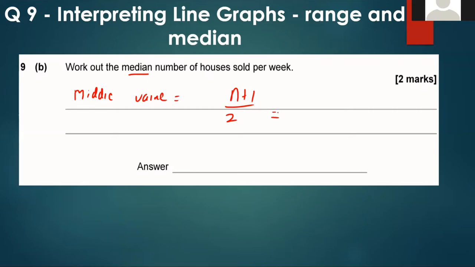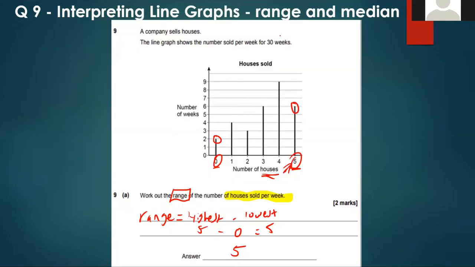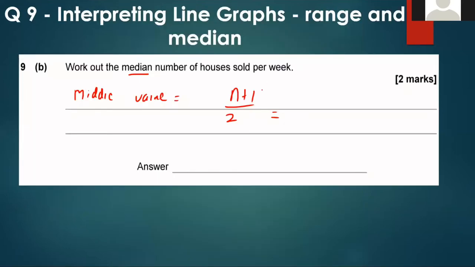divide it by 2. So if we have a look at our total that we've got, it says 30 weeks. So we don't even need to count how many we're doing. It says 30 weeks. So what you get is 30 weeks. And now it's 30 plus 1, and then you divide that by 2. Now, 30 plus 1 is 31, divide that by 2 is 15.5. So you know it has to be the 15.5th term.